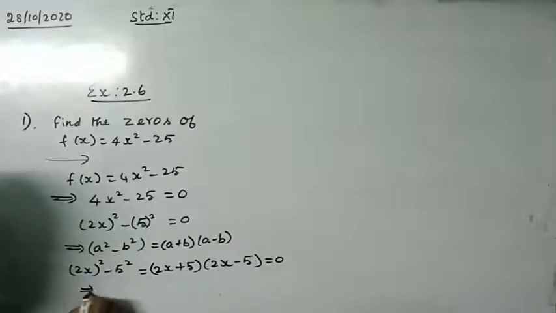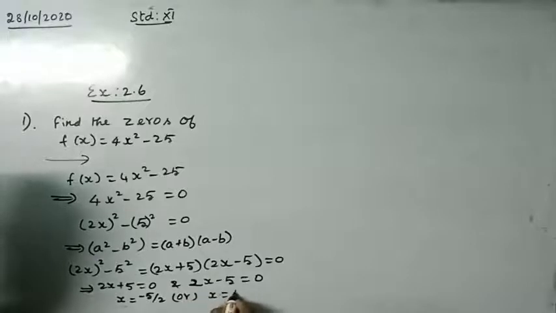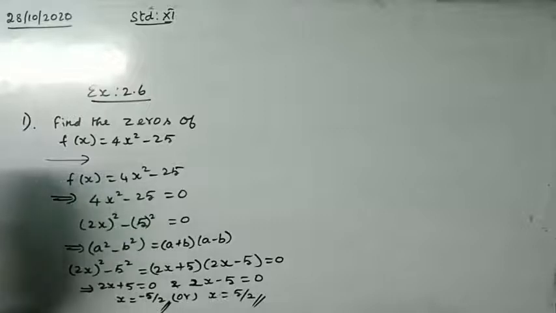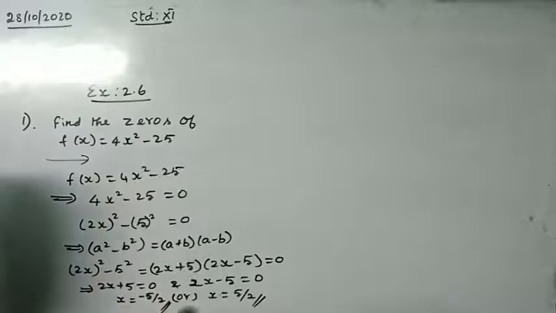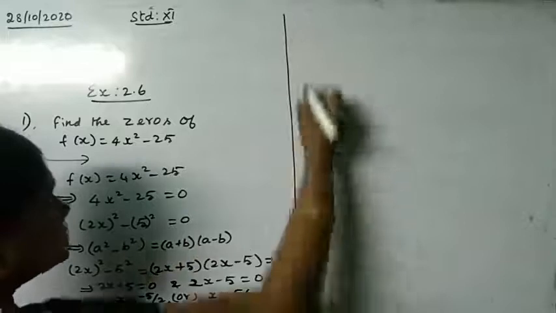So 2x plus 5 equal to 0 and 2x minus 5 equal to 0. Therefore x is equal to minus 5 by 2 or x is equal to plus 5 by 2. So these two are the answer. Since the equation is a quadratic equation, we have got two zeros. If we substitute these x values into this polynomial, it becomes 0. Hence these numbers are called zeros of the polynomial. And now second question.